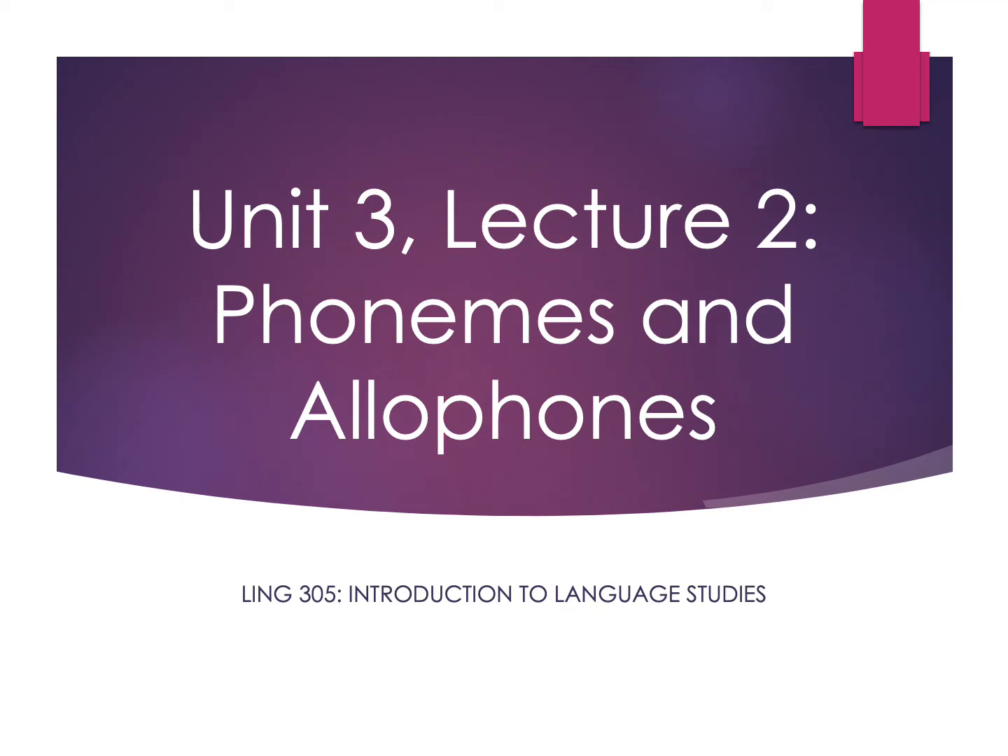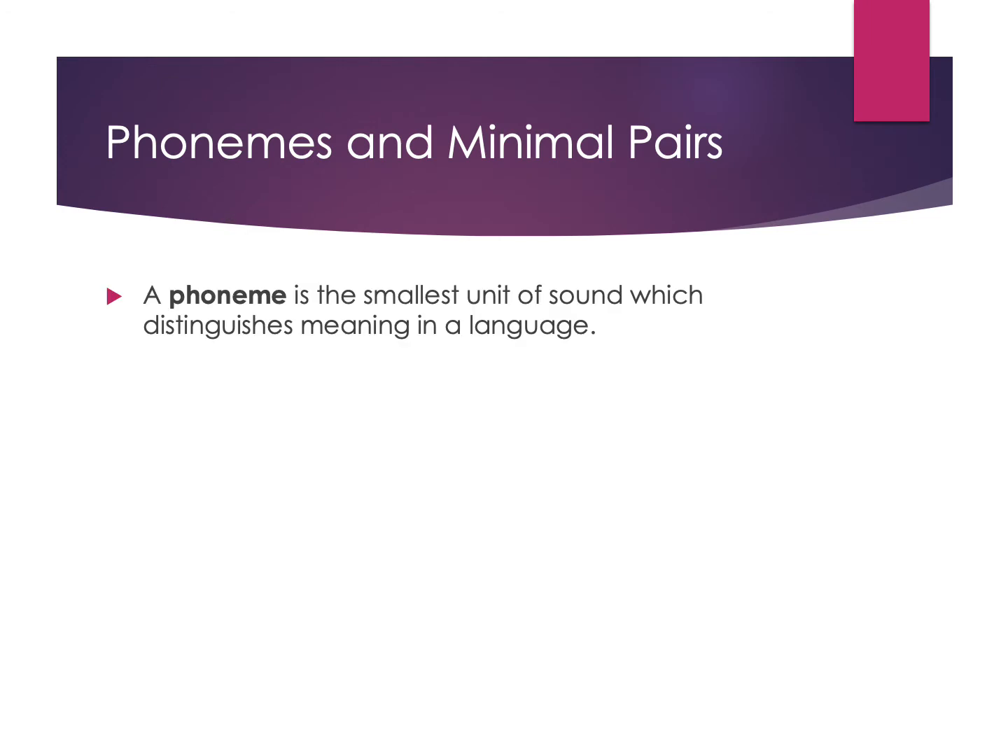Welcome back. We're going to move on in this lecture to talking about phonemes and allophones, so the pieces that hold meaning in a system and the pieces that don't. And so what we'll start with is describing what phonemes and what allophones are. So phonemes are the smallest unit of sound that distinguishes meaning in a language.